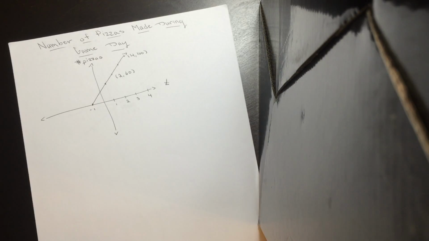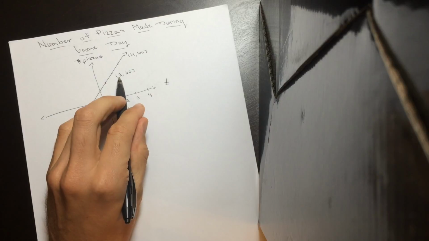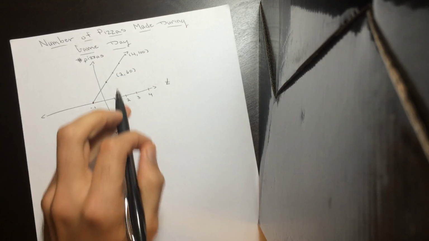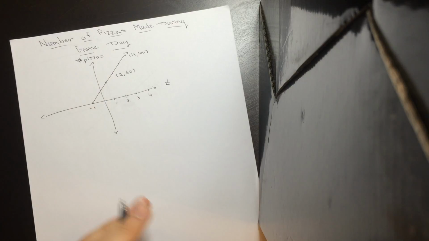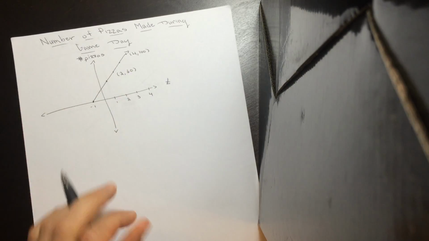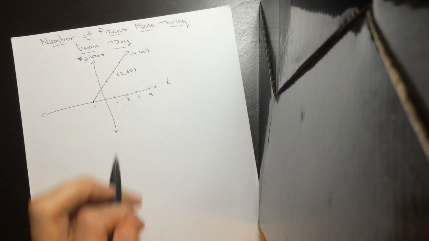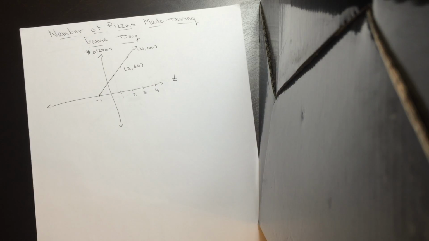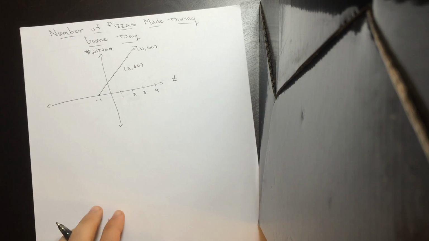So we're given 2 points. The points we're given are (2, 60) and (4, 100). So the 2 and the 4 are the x coordinates, the 60 and the 100 are the y. The 2 is in hours, and the 60 and 100 are number of pizzas. So at 2 hours, there are 60 pizzas made, and at 4 hours, there are 100. We're going to find an equation to represent this.